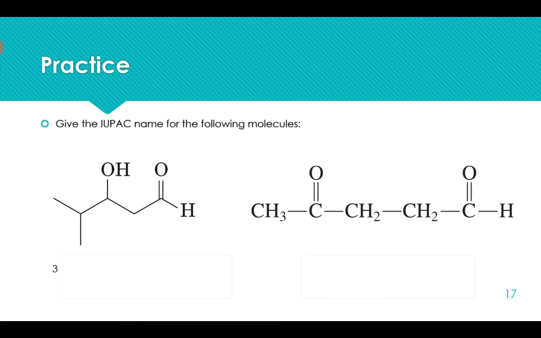Here are some practice problems for you. Go ahead and pause the video and try to work out the names for these molecules. Unpause the video when you're ready to check your work.